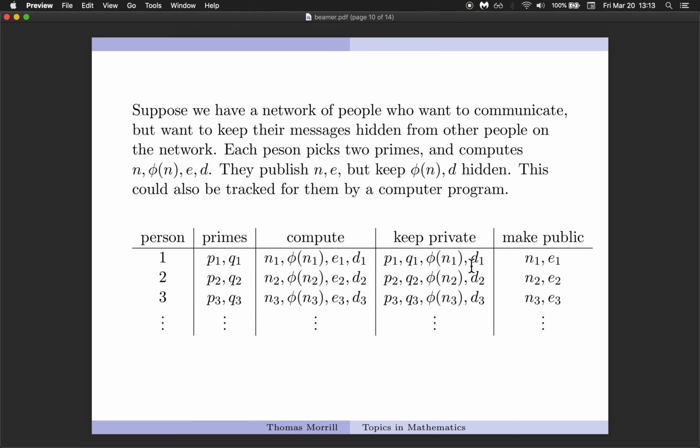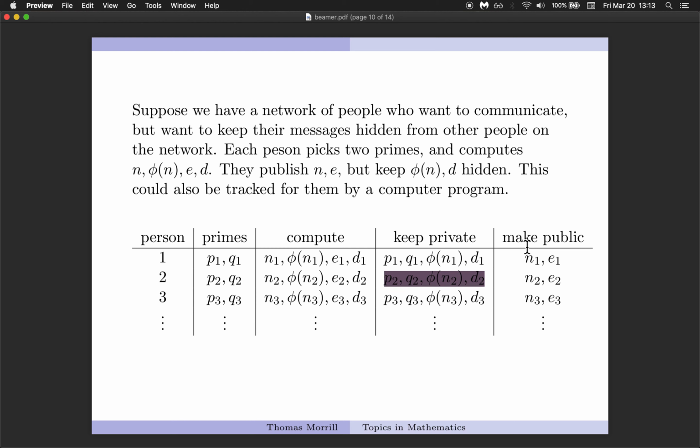It's a bit of a simplification, but for right now we're just working in a theoretical environment. So that's everything that the first user of this system is going to do. The second user does pretty much the same business, but with their own numbers. Person number 2 will have a different pair of prime numbers, P2 and Q2. Person number 2 will have their own n, and their own phi of n, and their own exponent e for encryption, and their own exponent d for decryption.